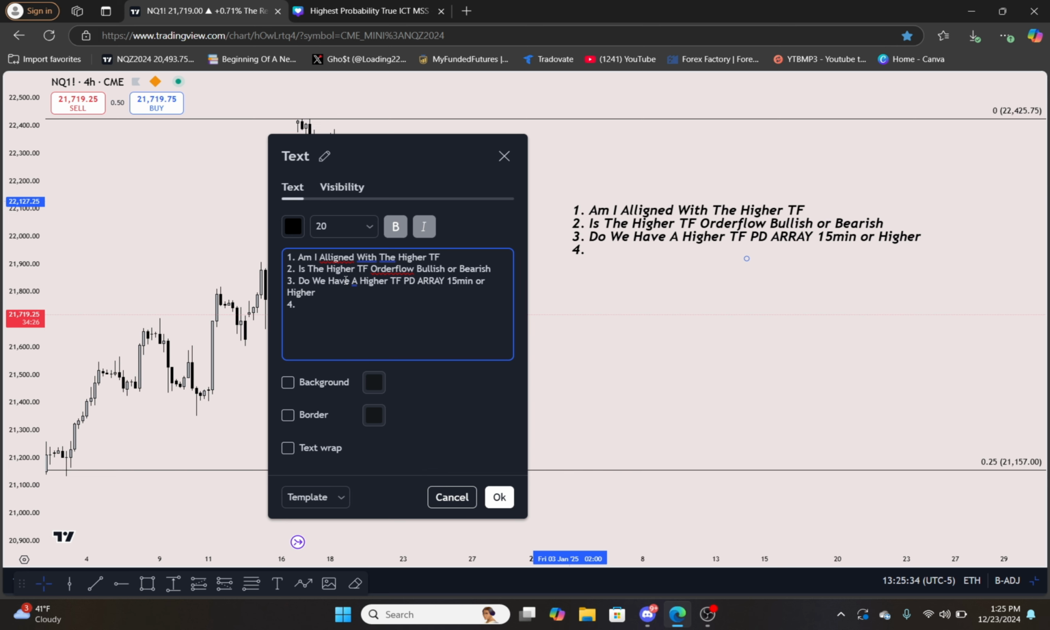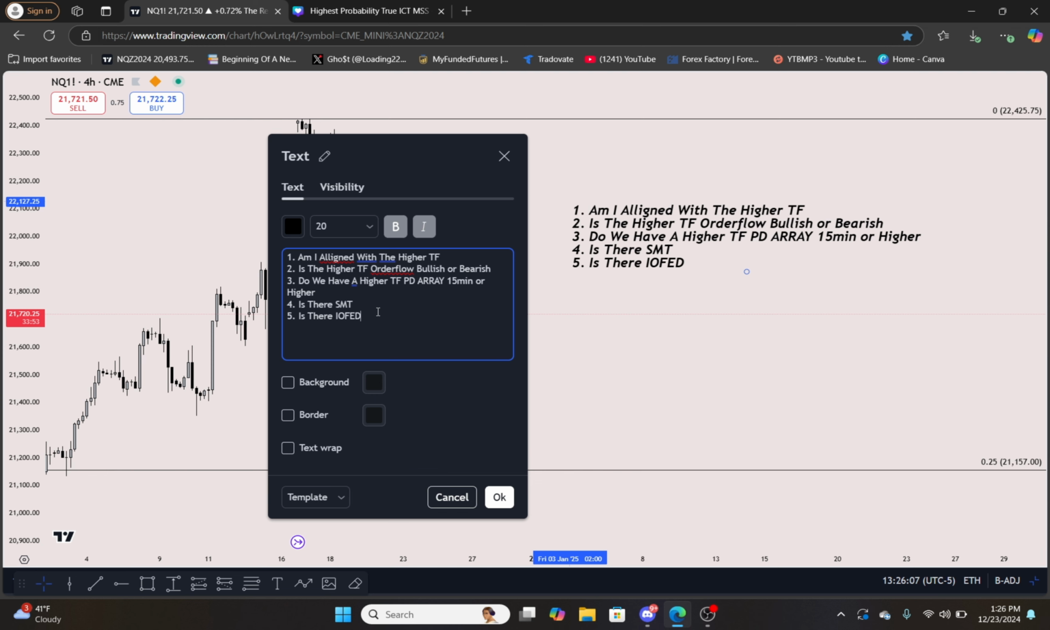Number four: is there SMT? Is there SMT and is there IOFED? So what is IOFED? That is institutional order flow entry drill, and it is something that I'll make a specific video on later this week.